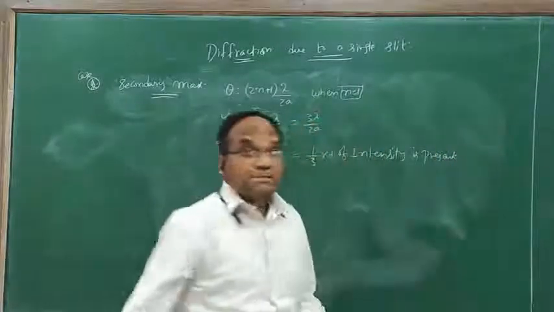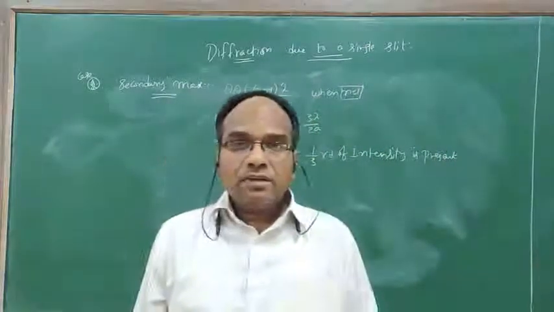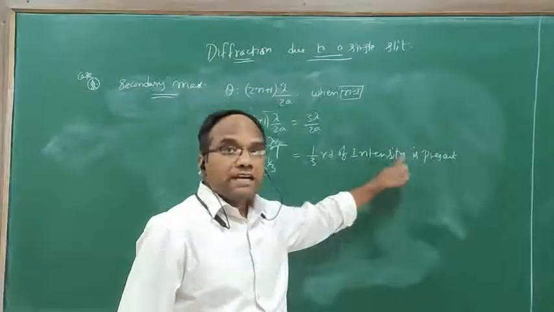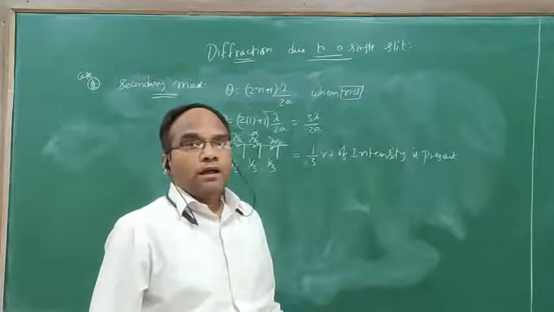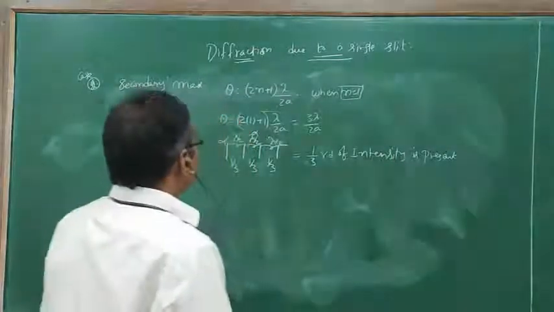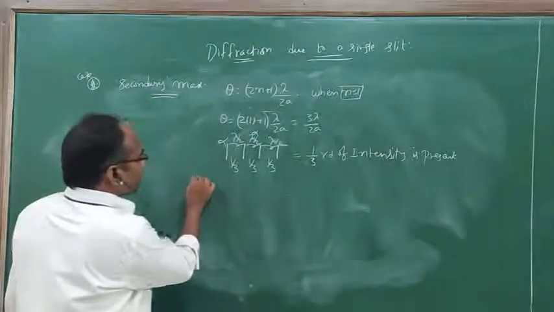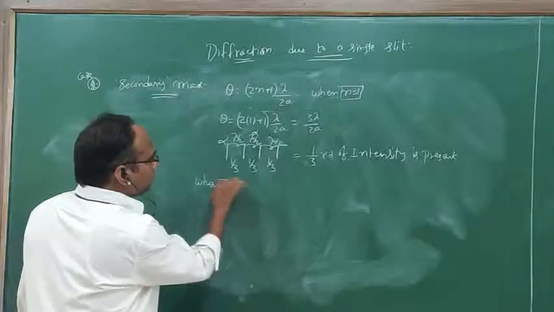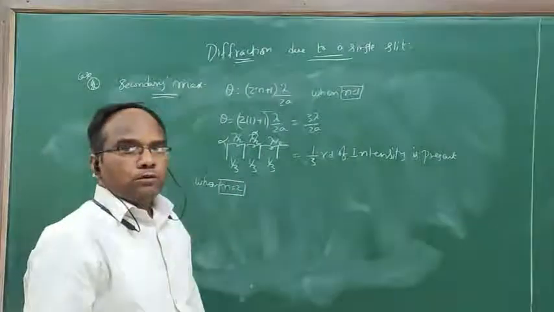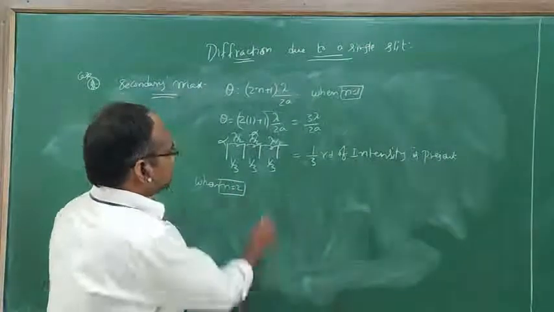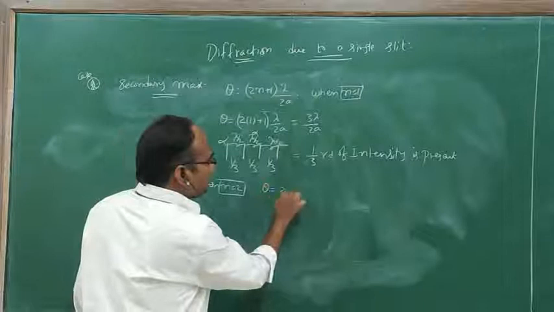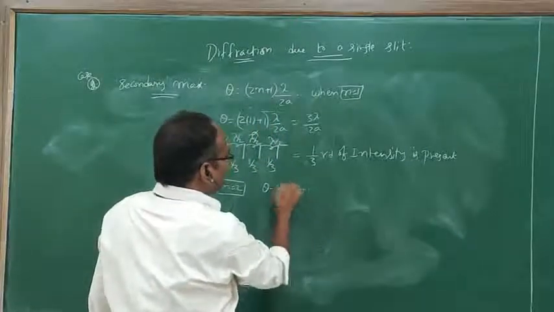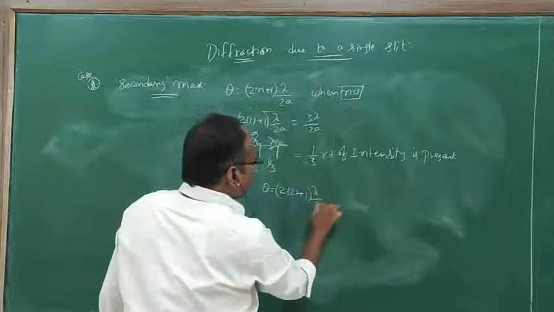Intensity of light is present at a point P. 1 by 3rd of the intensity of light is present. Now here what happens? Similarly, when n is equal to 2, what should I write? Theta is equal to (2n plus 1), so (2 plus 1) into lambda by 2a.